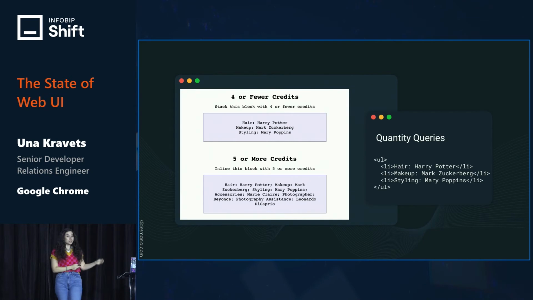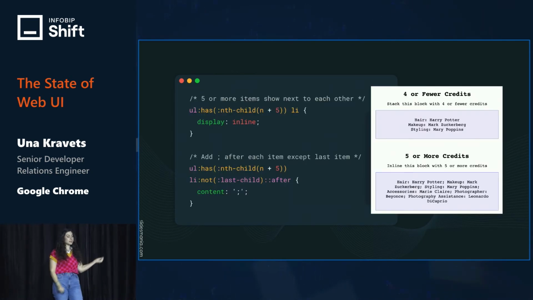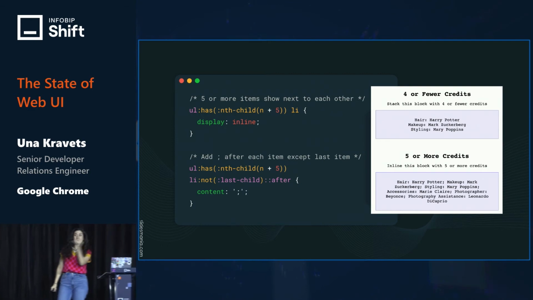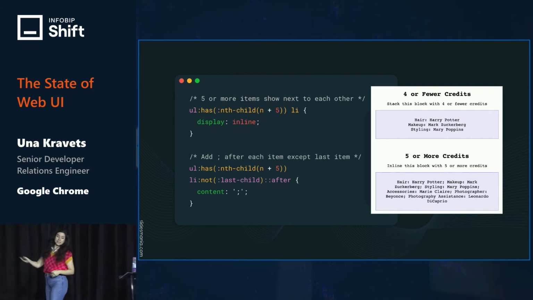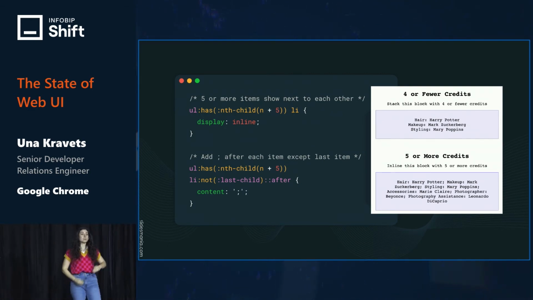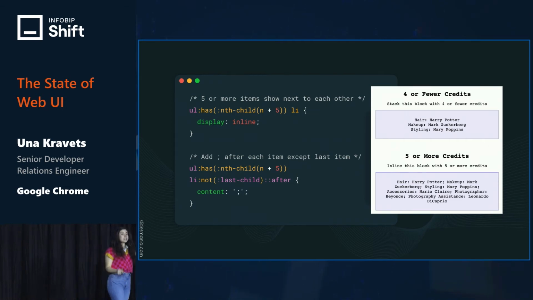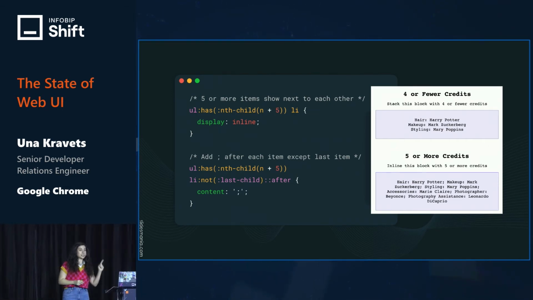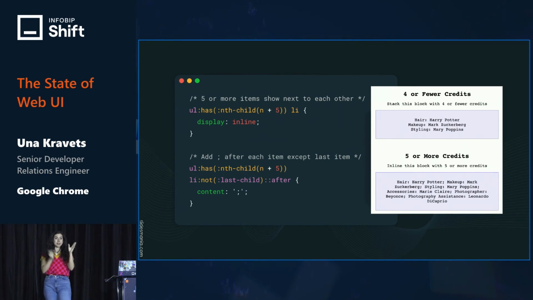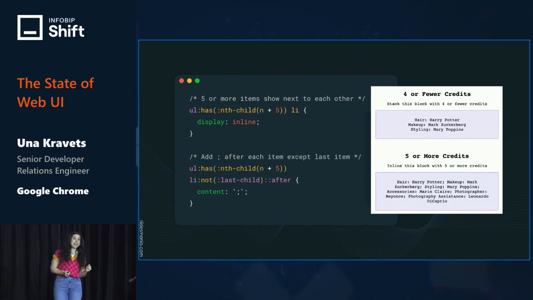So in order to do this, this is just a regular list in HTML. But in CSS, what I'm doing is I'm looking to see if that unordered list has an nth-child of n+5. If it gets to that state of over 5 items, then I'm going to move from the block view into that inline view. That's the first thing I'm going to do. So I'm going to show all these list items inline next to each other. And then I'm going to add a semicolon to each of the list items unless it's the last list item.